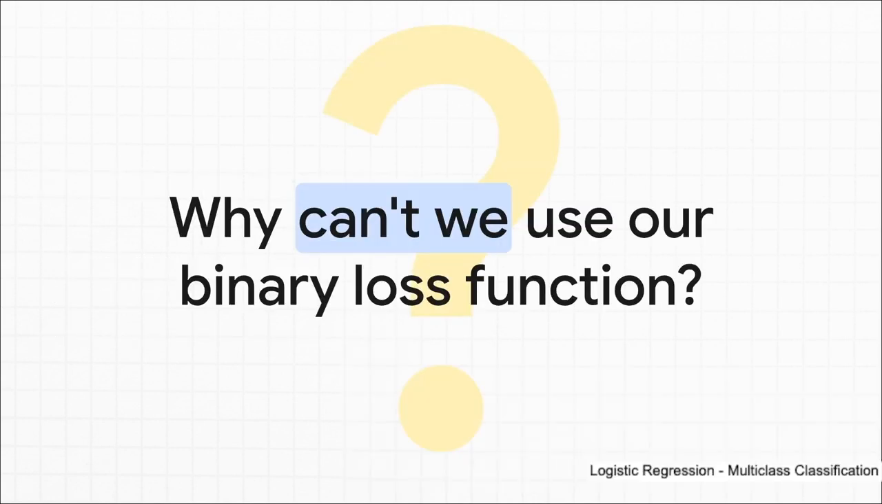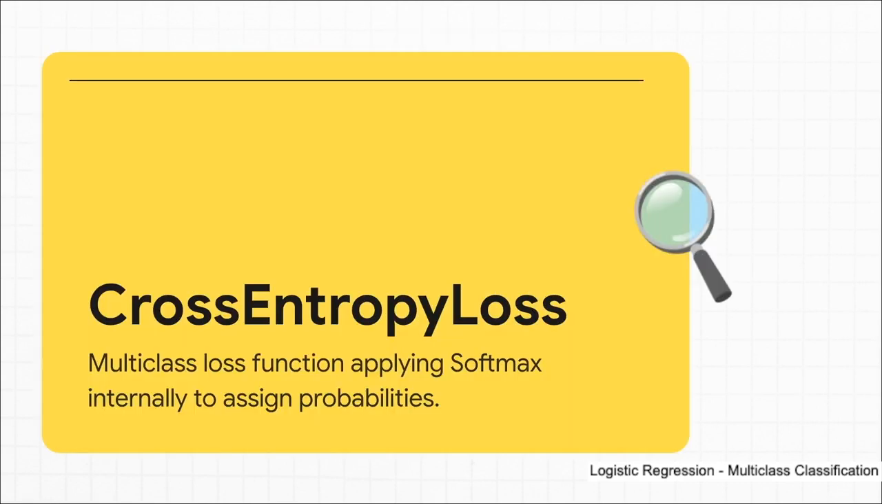But wait, this brings up a massive question. If we're suddenly outputting 3 distinct raw scores per flower, how does our model actually know how wrong it is? We absolutely cannot use the binary loss function we might have relied on in the past, right? Because that expects exactly one output score, deciding between 2 options. To solve this, we bring in cross-entropy loss.